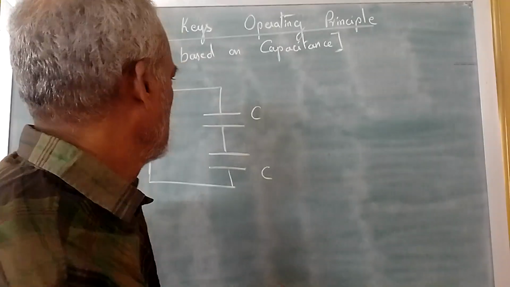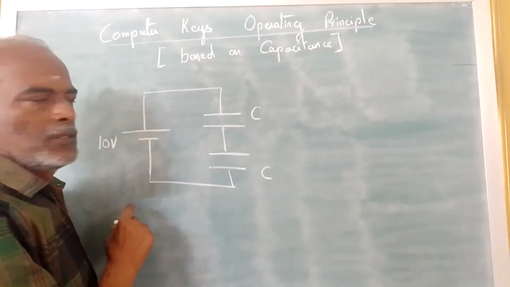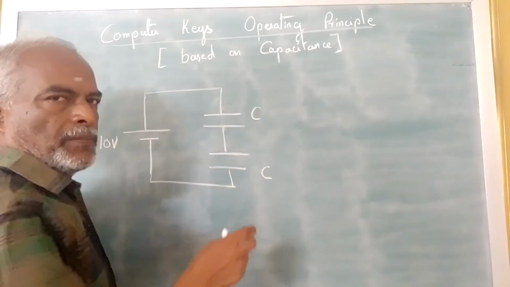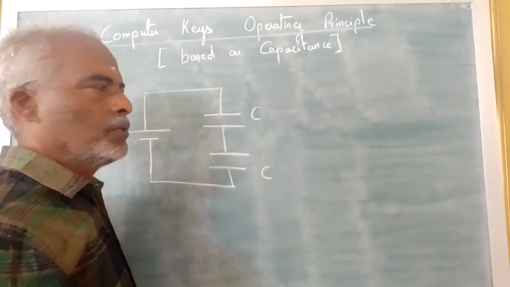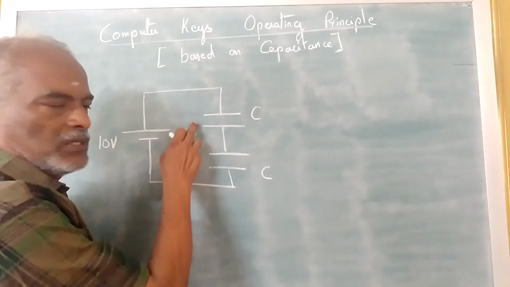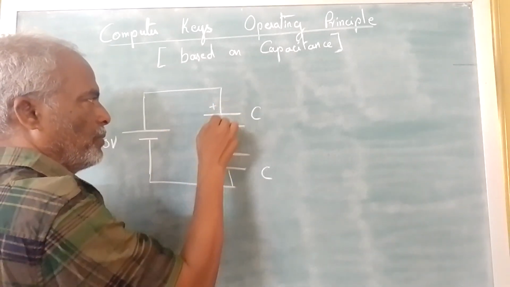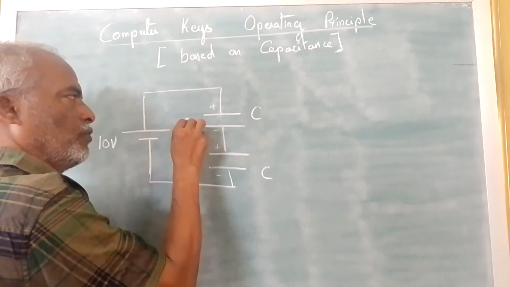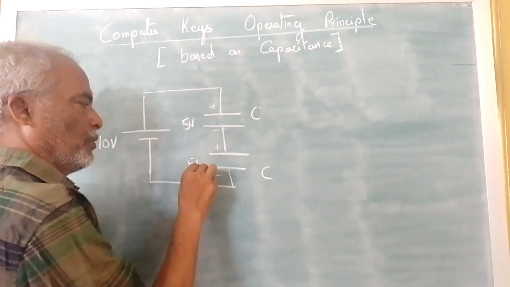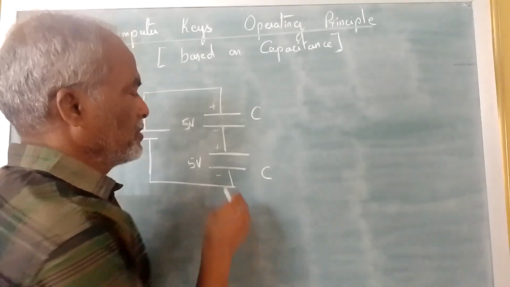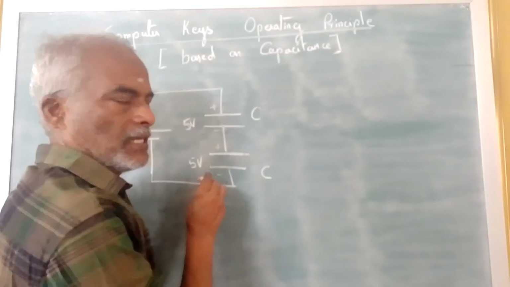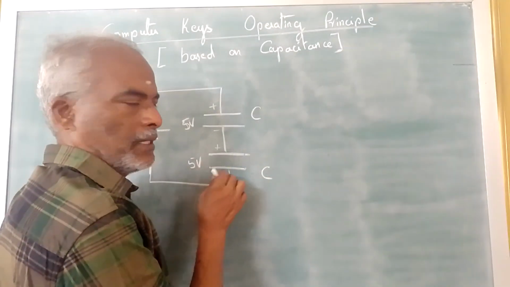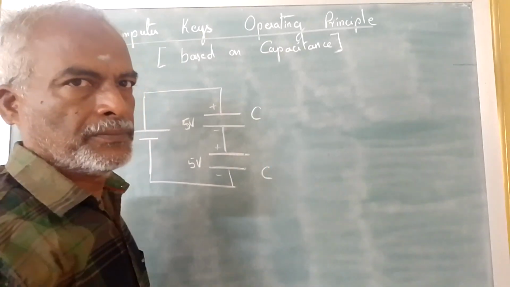So if this is 10 volts, and both the capacitances are the same equal value, then this will get 5 volts and here 5 volts. Of course, this is going to be positive, negative, and this will be having 5 volts and this will be having 5 volts. Now, since this plate is fixed and this is a movable plate, the capacitance can be altered.